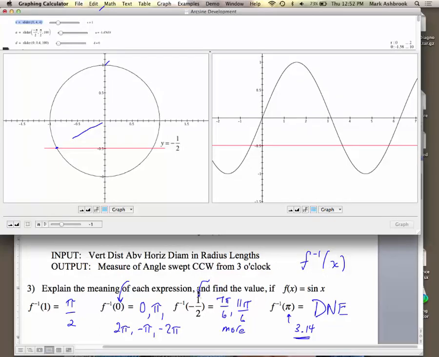No, because we can put in a vertical height and get lots of different angles out for that same vertical height. So if we want to call this the sine inverse function, we have to make an adjustment, right? The way it is here, we can get many angles for the same vertical distance that we pick.